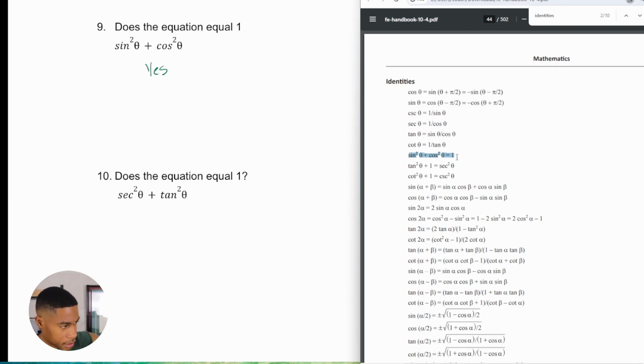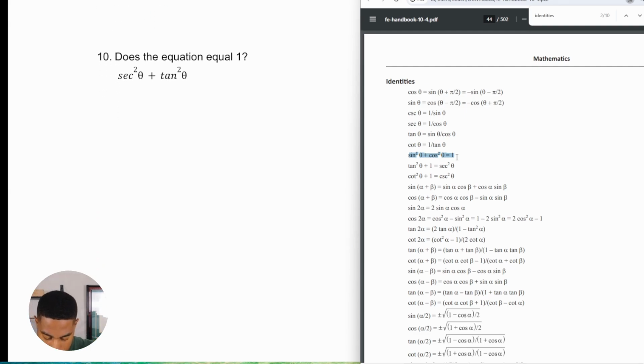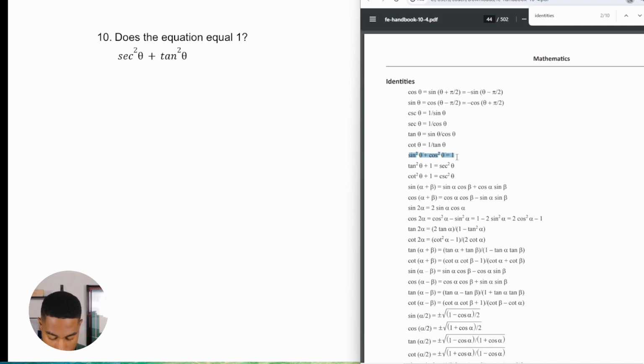All right, let's look at number 10. Does the equation equal 1? Okay, secant squared plus tan squared. So is there any relation between secant and tan? Okay, so I see tan squared plus 1 is equal to secant squared. Okay, so I'm just going to rewrite that so I can fact check this.